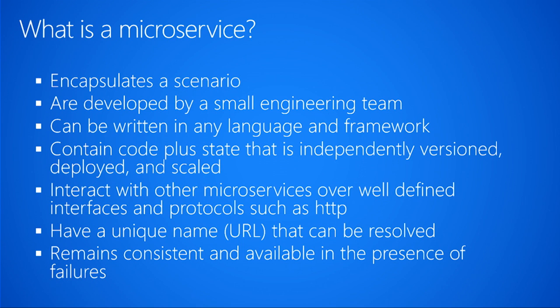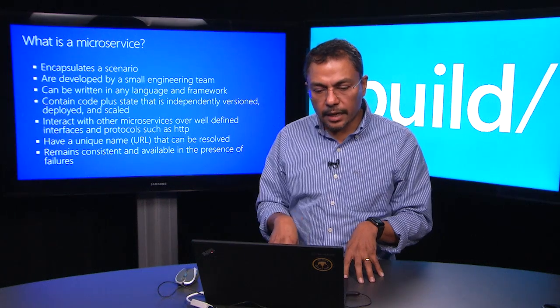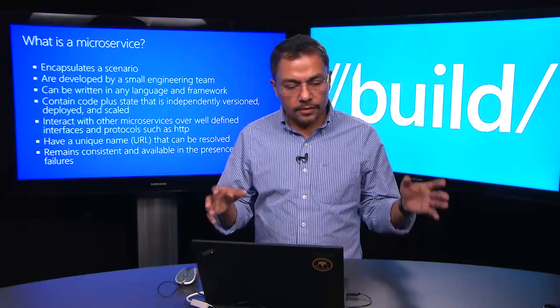The two other properties of a microservice are that each of these has a unique name or URL that can be addressed and resolved. That is the key. Each of these has a unique name in a particular deployment. Then, in spite of all the failures of infrastructure or even its own replicas, the state needs to be consistent and available in the presence of failures. That is the key to calling something a microservice. So let me talk to you about Microsoft Service Fabric and why that is a platform which allows you to do all these with ease.